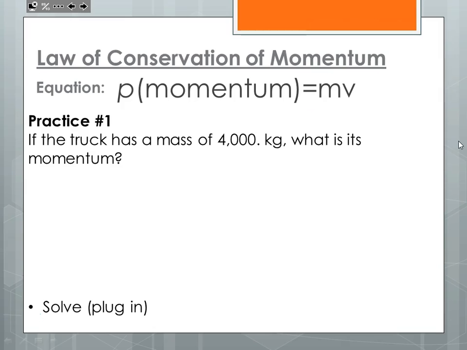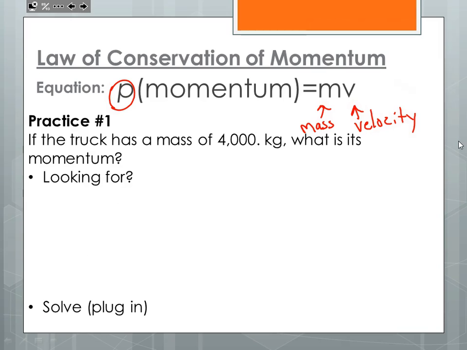So let's answer the question. Which one is going to be harder to stop? Is it going to be the truck or is it going to be the car? So let's do a quick remember. P is momentum. M is the mass of the object. V is the velocity. Remember, velocity is speed plus the vector, or the direction in which the object is moving. So question number 1, and this is going straight into your practice. So practice are the questions you're supposed to be answering on that piece of paper. It says, if the truck has a mass of 4,000 kilograms, what is its momentum?